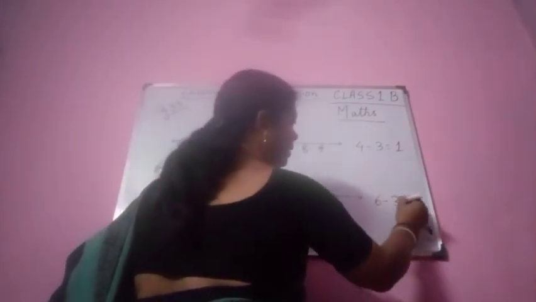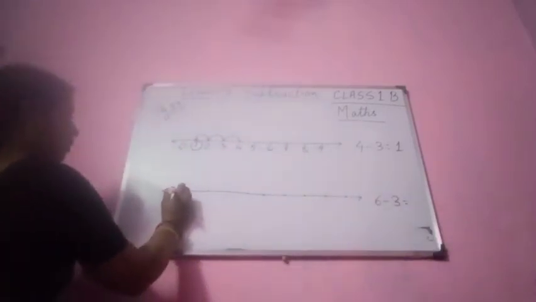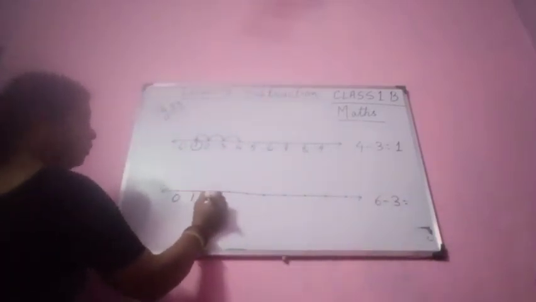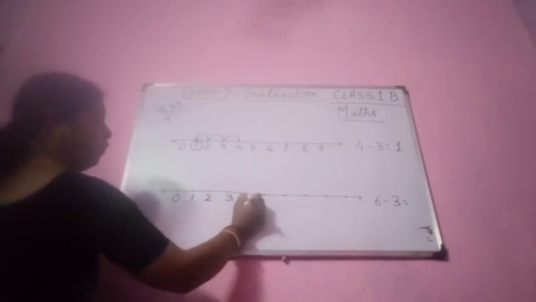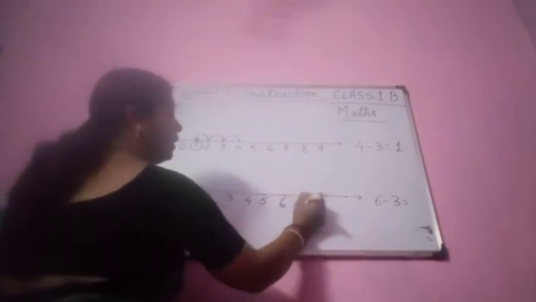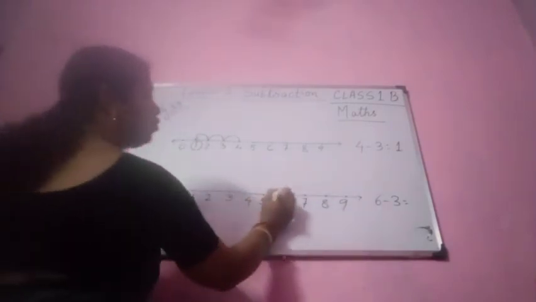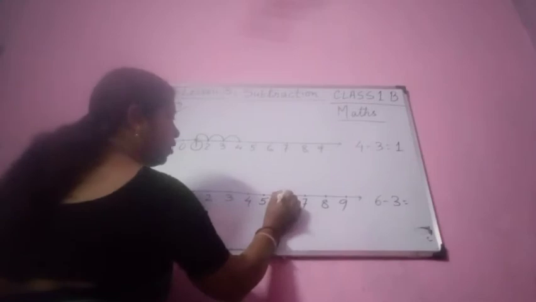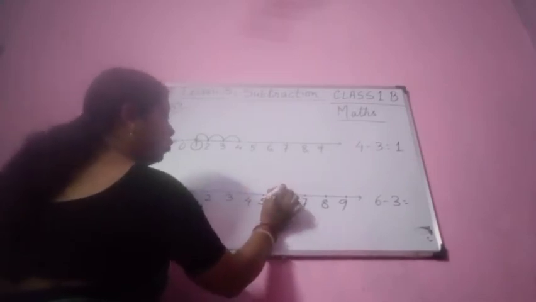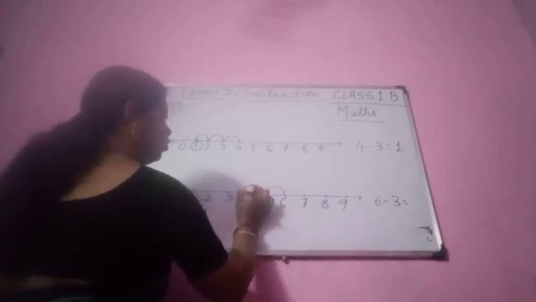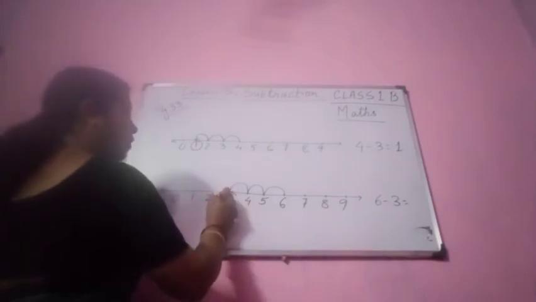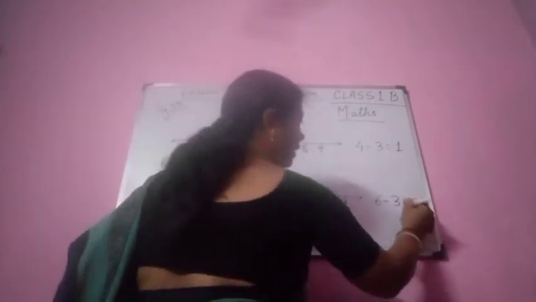Next one you see 6 minus 3. Let us write down here 6 minus 3 equal to how much? So let us write down on the number line 0, 1, 2, 3, 4, 5, 6, 7, 8, 9. Now you see 6, you go to 6. Okay, put your pencil on 6. Now from 6 count backwards. Okay, till 3 you have to count. Okay, 1, 2, 3. So you have counted backwards till 3. What is the answer? 3 is the answer. So write down 3 here.